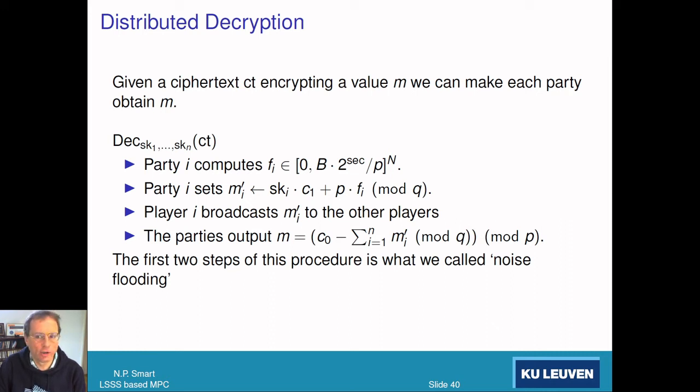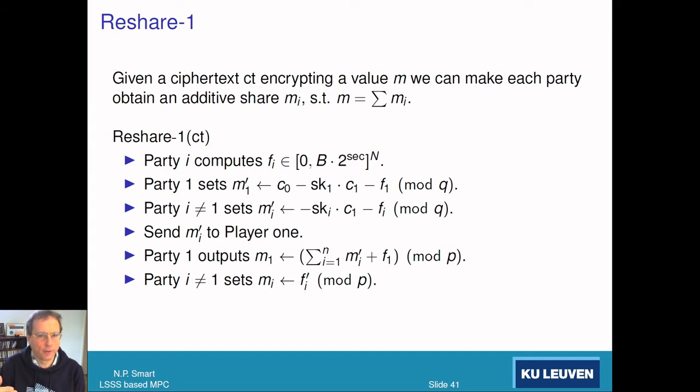Okay, so that's the kind of trick. It does mean that Q has to be rather big, but this forms a form of noise flooding that basically wipes out all the information in SKI. It's a standard trick used in much of homomorphic encryption. So from that trick of distributed decryption, we can now form our first reshare.